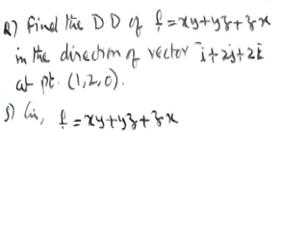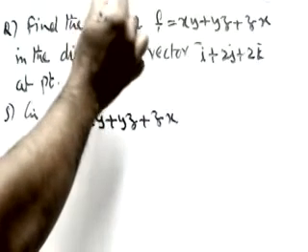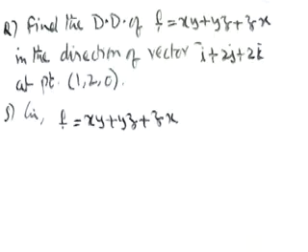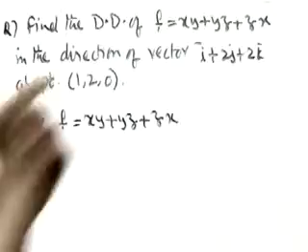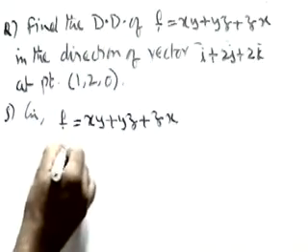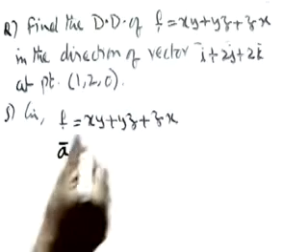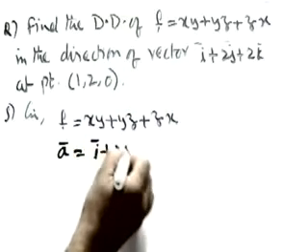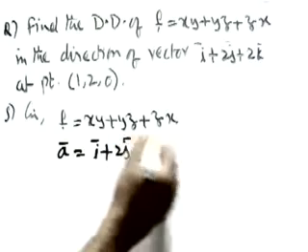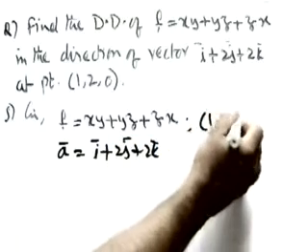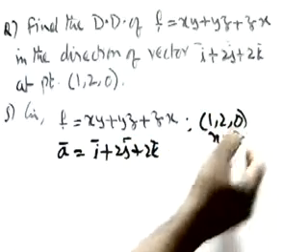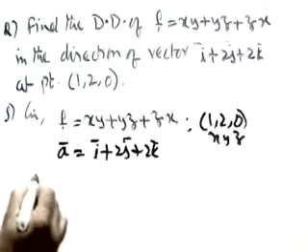Now you see the next question. Find the directional derivative of f equals xy plus yz plus zx in the direction of the vector. Suppose the given function is f, and let me denote the vector by a. So this is i plus 2j plus 2k. The point is 1 comma 2 comma 0. Suppose this is x y z.